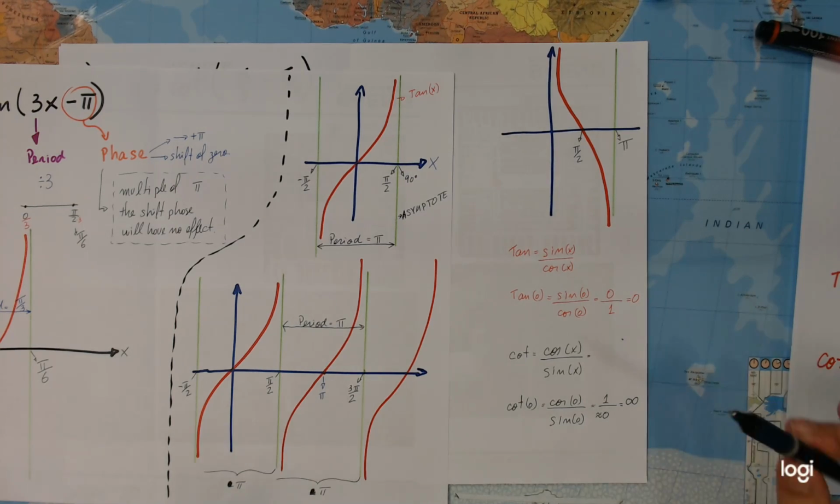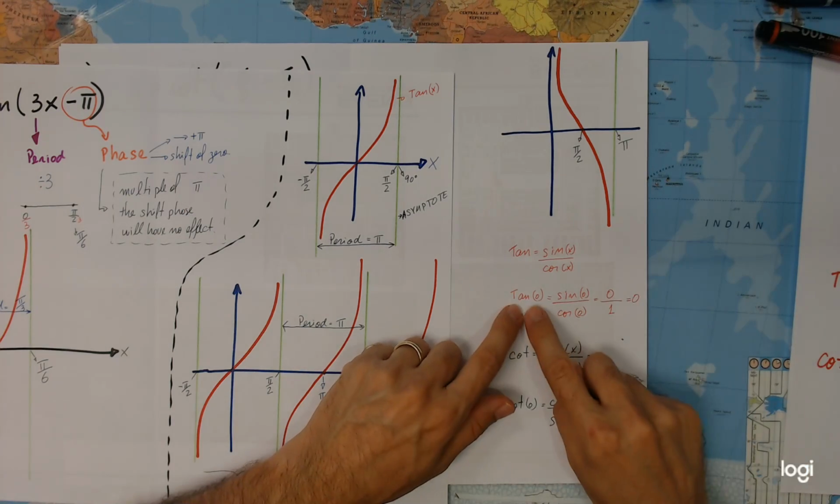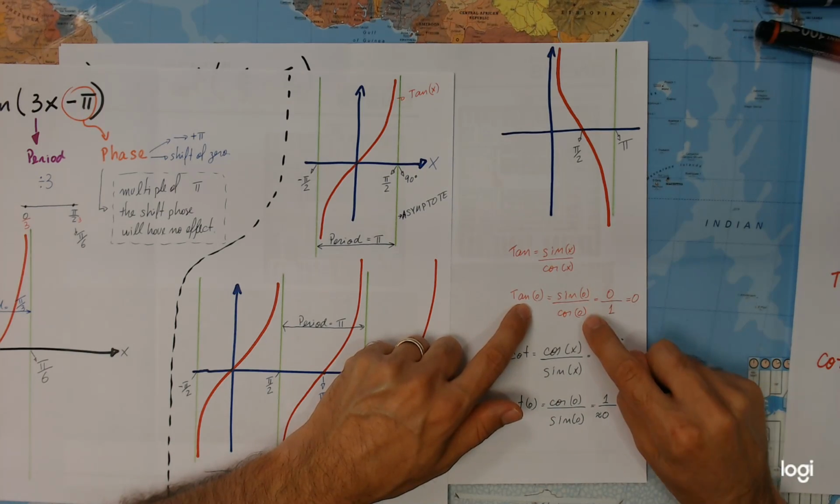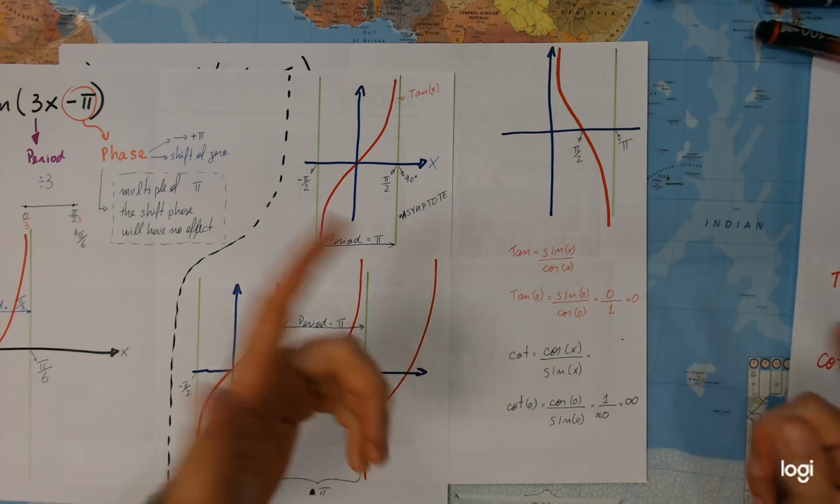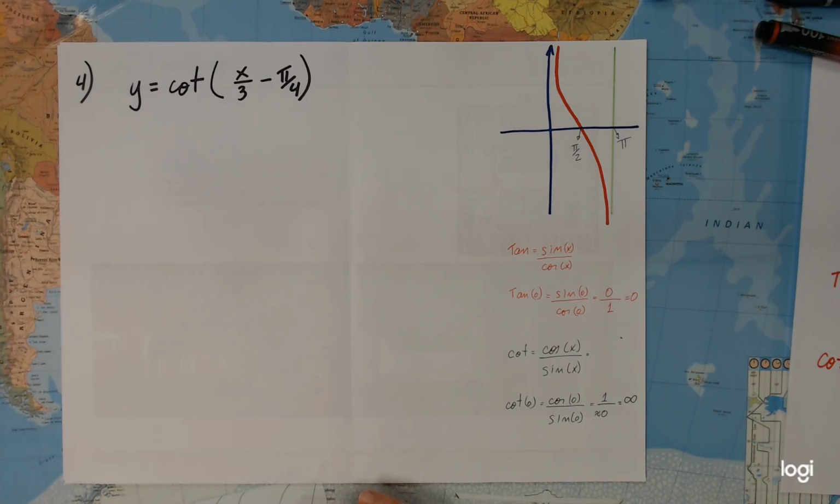So just in case you forget which chart is which, tangent is sine over cosine. Tangent of 0, you know what the sine of 0 is, you know what the cosine of 0 is. Just do this and you can understand the chart. It's no big deal.